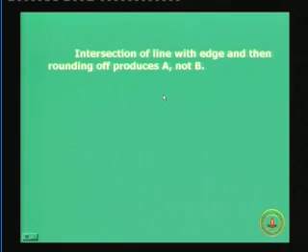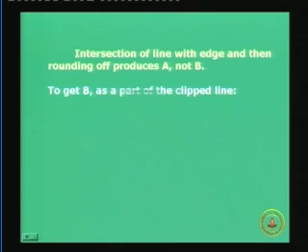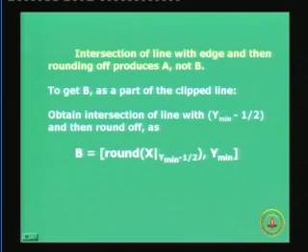Okay. So, we had the problem of intersection of a line with the edge, and then rounding off produces A, not B. So, if you take the intersection of the line with the horizontal edge and round off the coordinates, you are basically starting from A and not B, and that is the problem. And to get rid of this problem, that means to get B and the pixel between A and B as well as a part of the clipped line, basically I want to start with B. What is basically done is you need to obtain the intersection of the line with y min minus half and then round off and then get the coordinates of B. Let us see how it works.